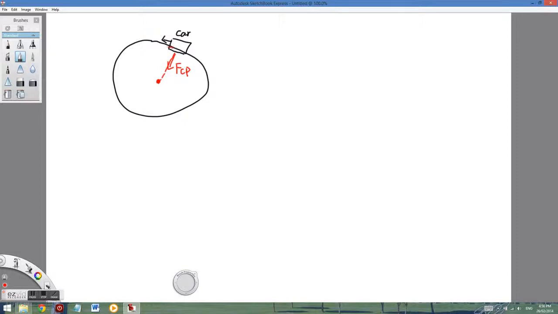Also, the instant velocity is always on the tangent of the path.